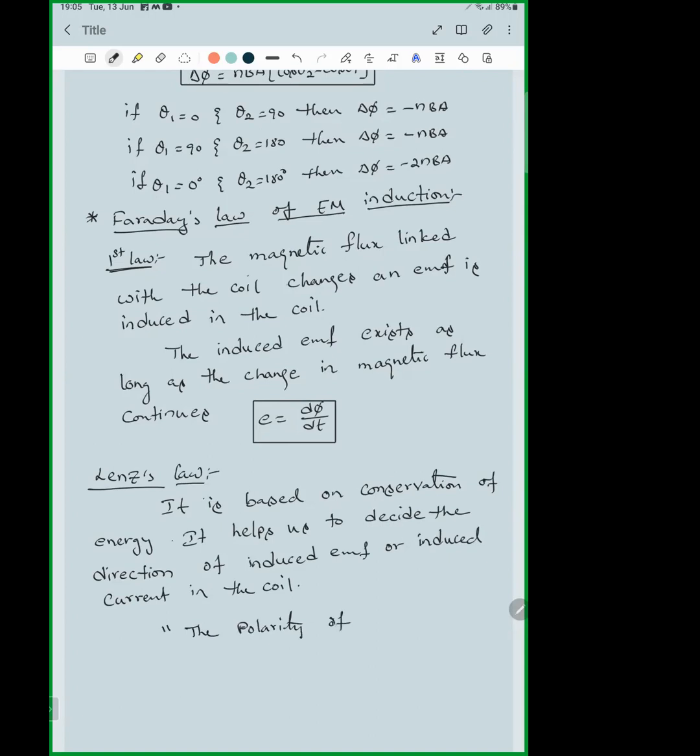The polarity of the induced EMF is always such that it tends to produce a current which opposes the change in magnetic flux. Opposes the change in magnetic flux.